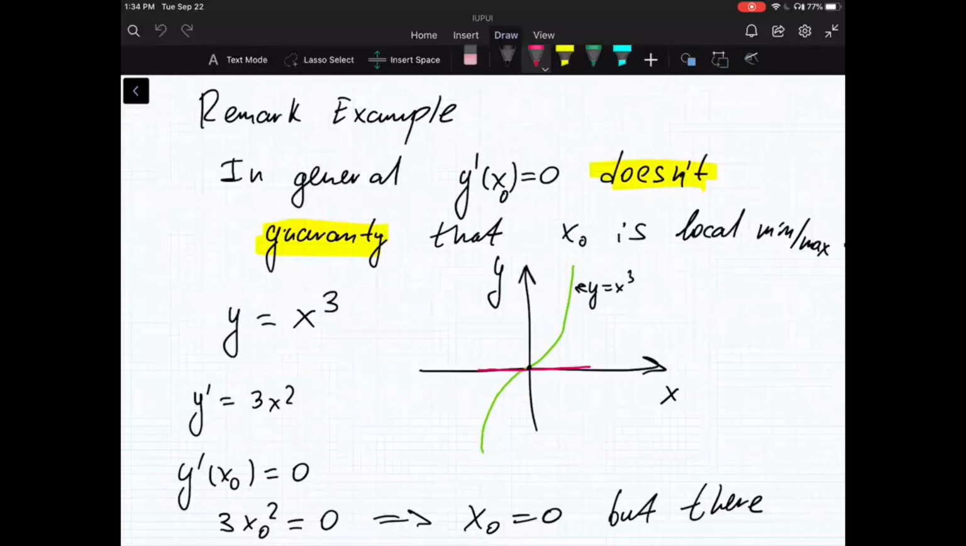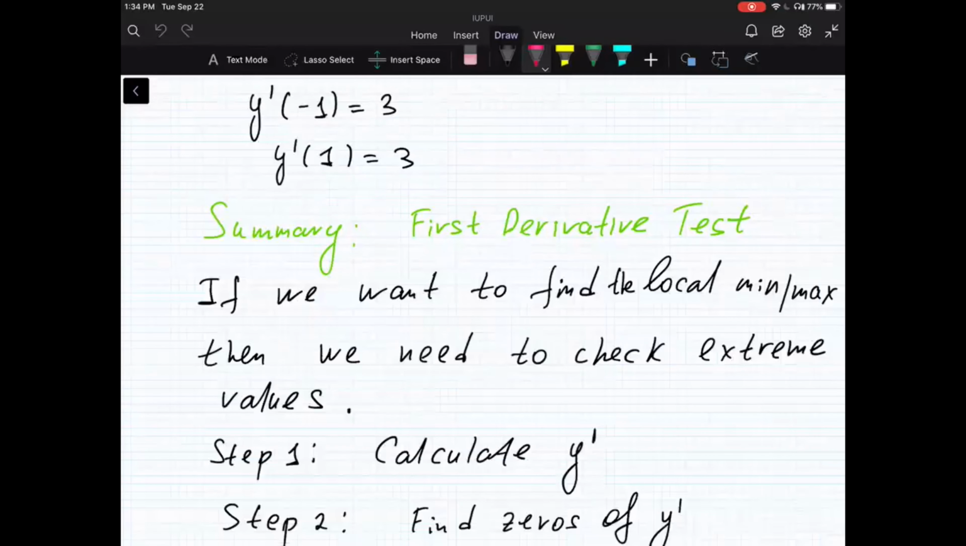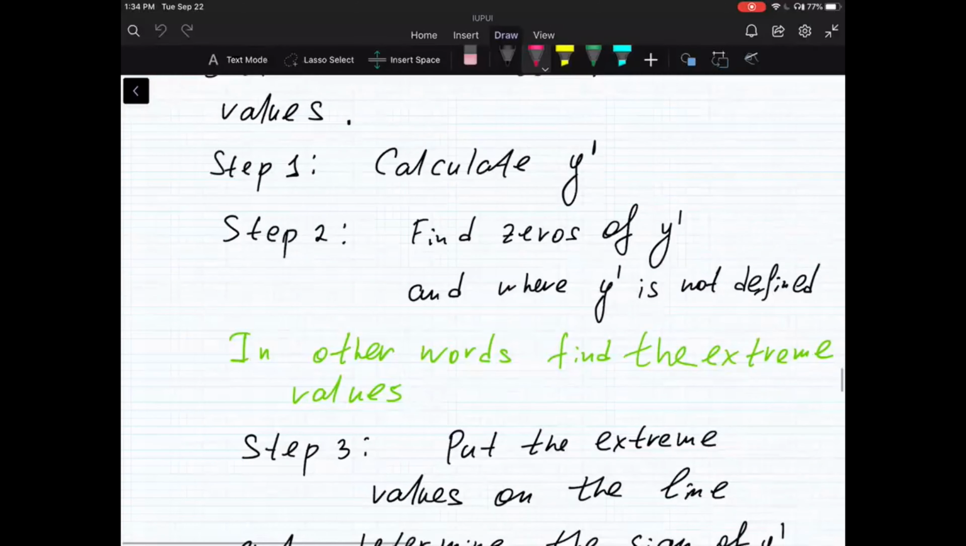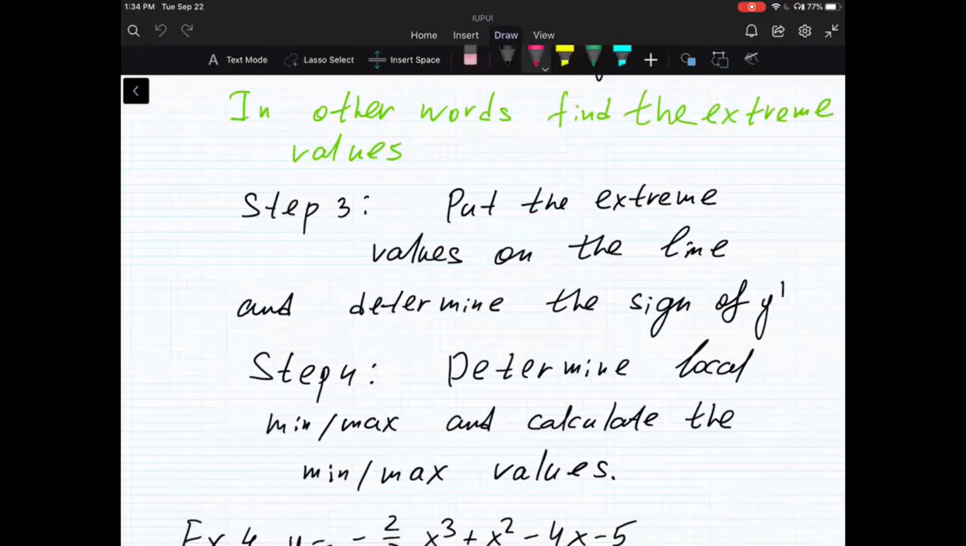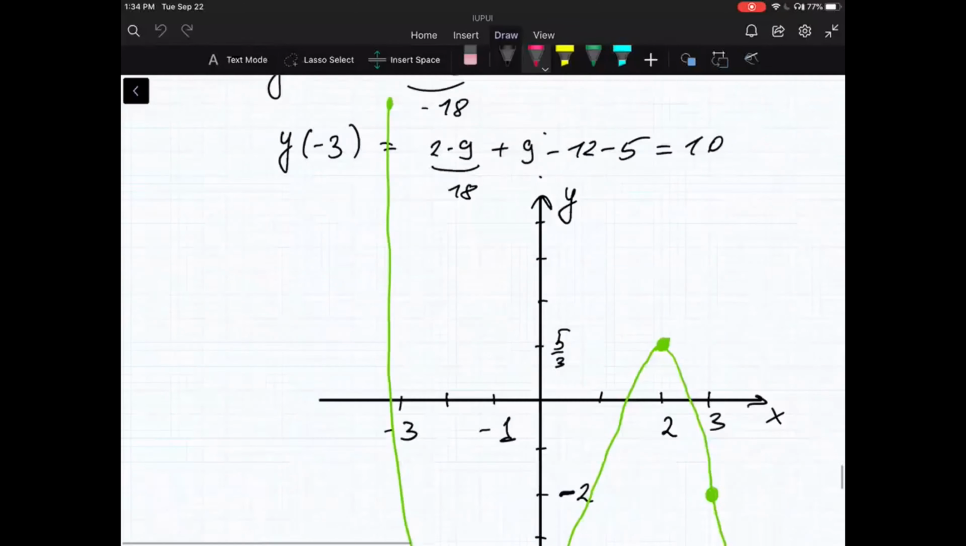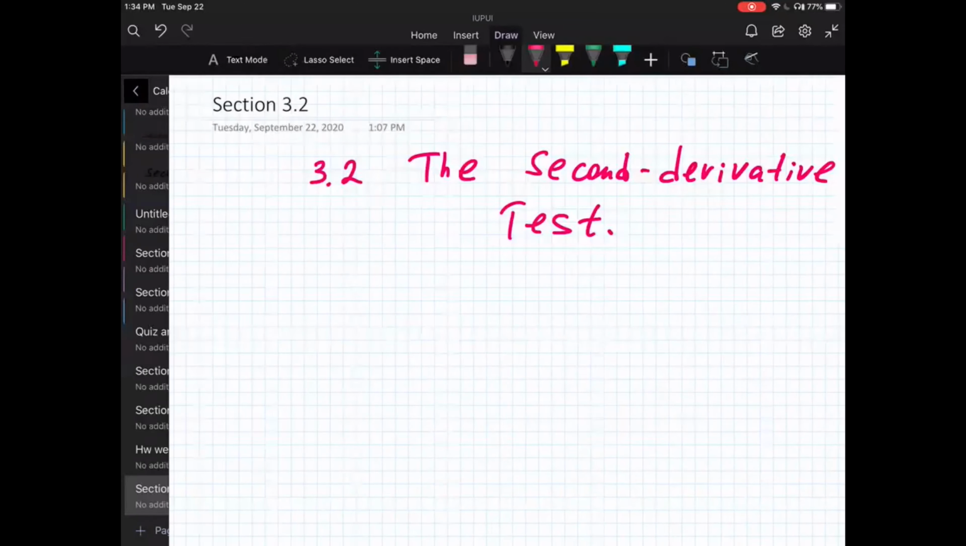And also we discussed that, again, if the derivative is 0, then it doesn't guarantee that x0 is a local minimum or maximum. And in the last minutes, we discussed how to use the first derivative to graph some functions, and we discussed an algorithm for how to do that. Just one example, but let me go to the new thing.